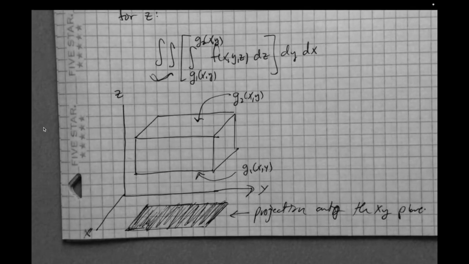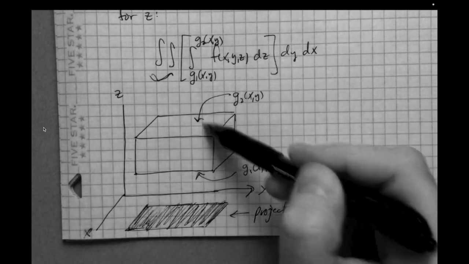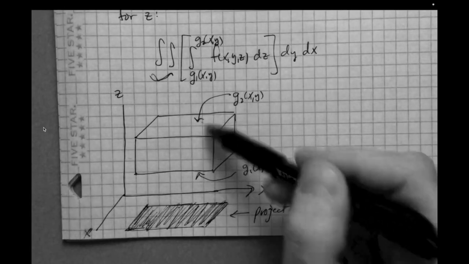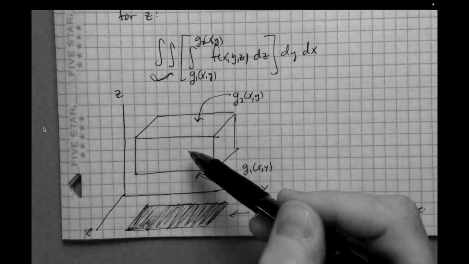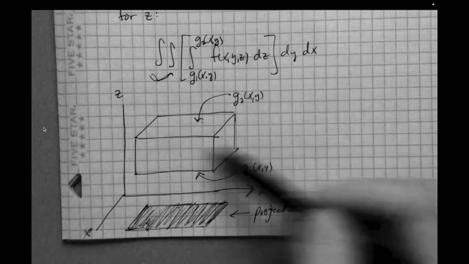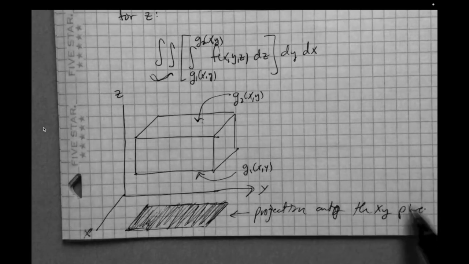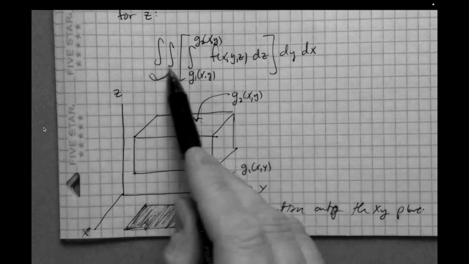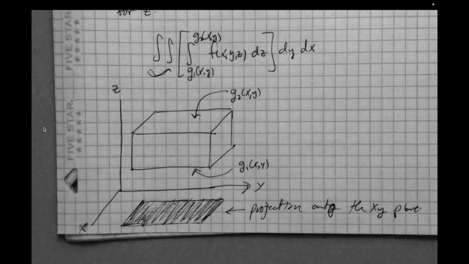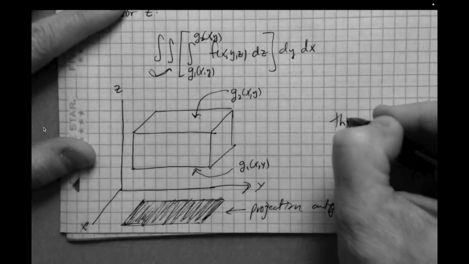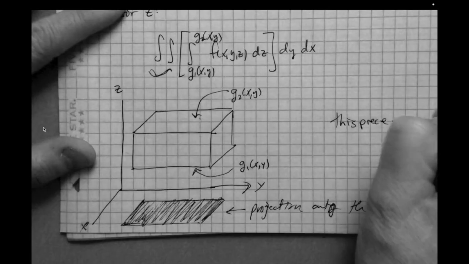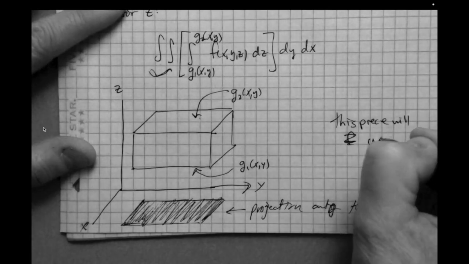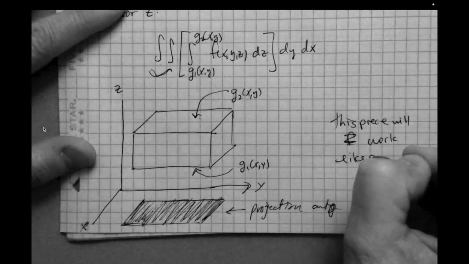Okay. All right, so you first have to integrate between the two planes, the top and bottom, that form the solid, and then secondarily you consider the projection on the XY plane for your other two bounds, for your other two integrals. Okay. That piece of it, this piece, will work like a double integral.